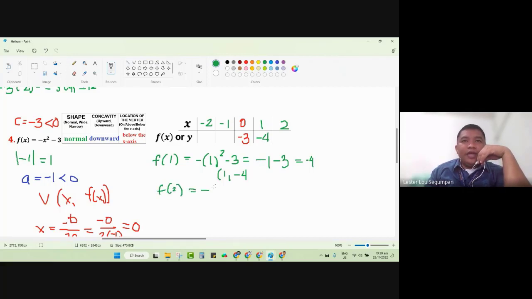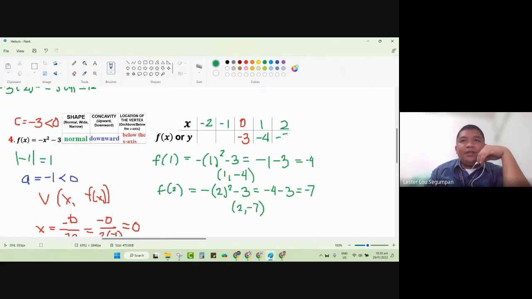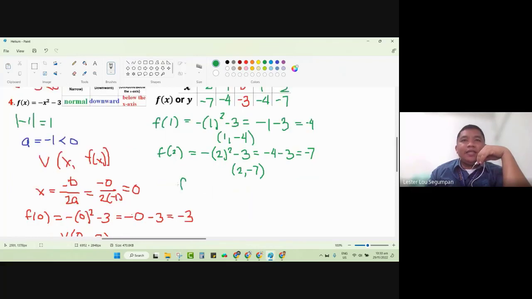For f of 2, it should be negative of 2 squared minus 3. You will have negative, and the square of 2 is 4, minus 3. So you will have negative 7. So the second point is at 2 and negative 7. So we have here negative 7. And again, as expected, it should be negative 4 and negative 7 here. But let's check it anyway.